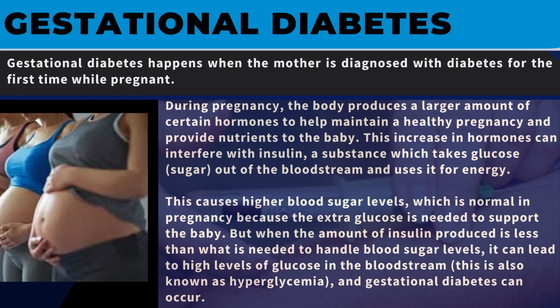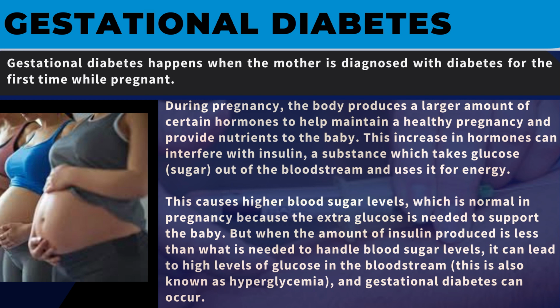Gestational diabetes. Gestational diabetes happens when the mother is diagnosed with diabetes for the first time while pregnant. And during pregnancy, the body produces a large amount of certain hormones to help maintain a healthy pregnancy and provide nutrients to the baby. This increase in hormones can interfere with insulin, a substance which takes sugar or glucose out of the bloodstream and uses it for energy.